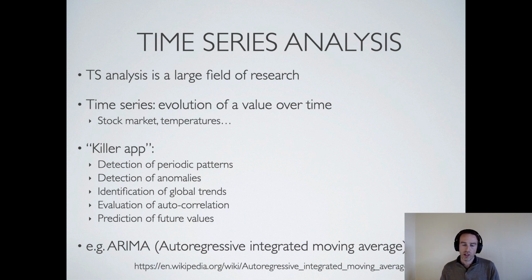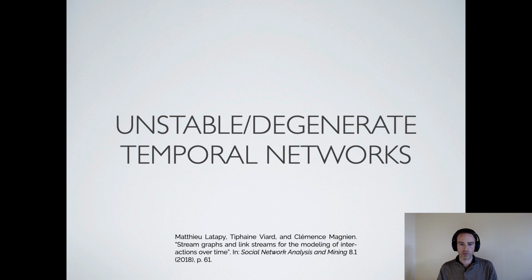You can have some nodes who make attacks, for instance, and you can detect this using time series analysis. You can have identification of global trends, evaluation of autocorrelation, and prediction of future values is also a very popular field of research. So if you have this temporal evolution of values, you can try to predict, for instance, how the number of users or the density of an online social network behaves.